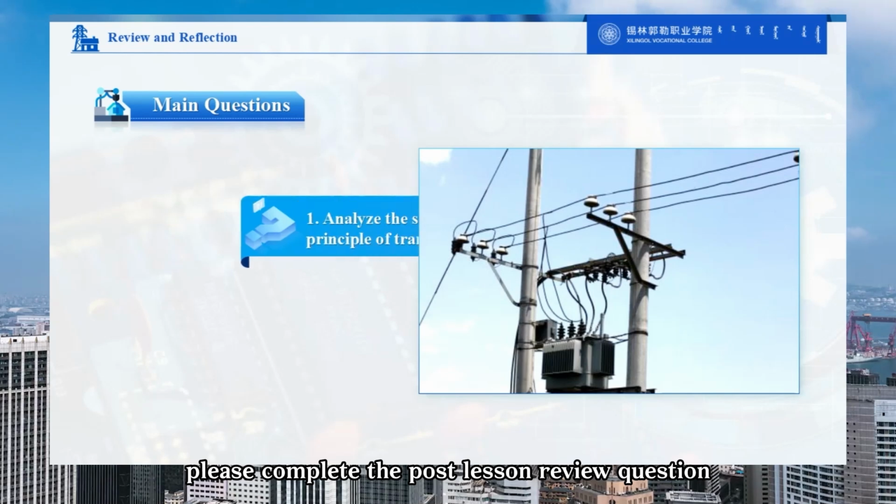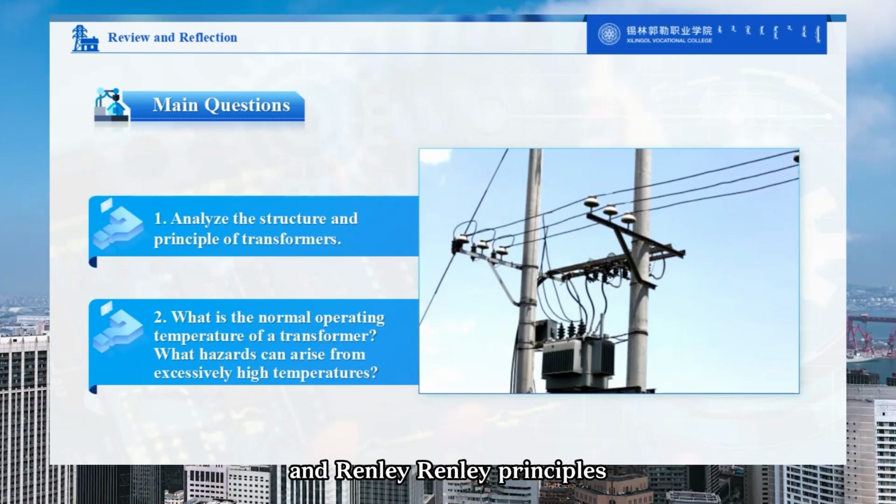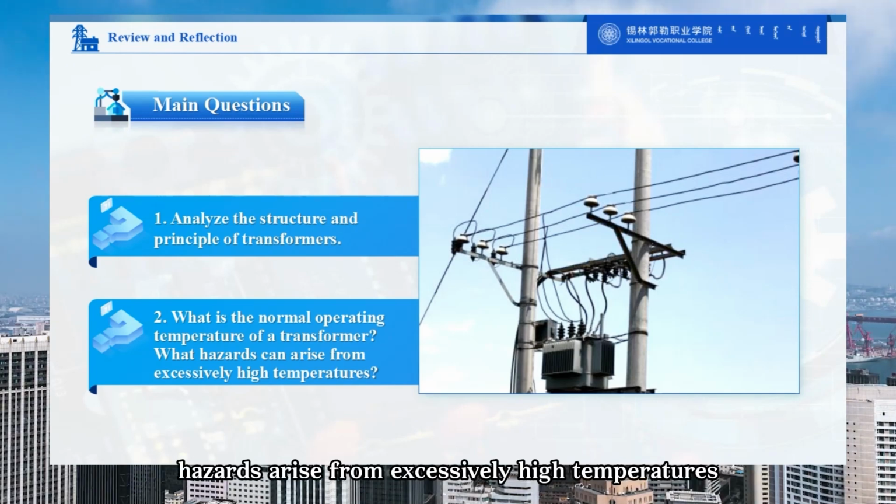Next, please complete the post-lesson review questions. After accurately analyzing the transformer structure and principles, state what the normal operating temperature of a transformer is and what hazards arise from excessively high temperatures.